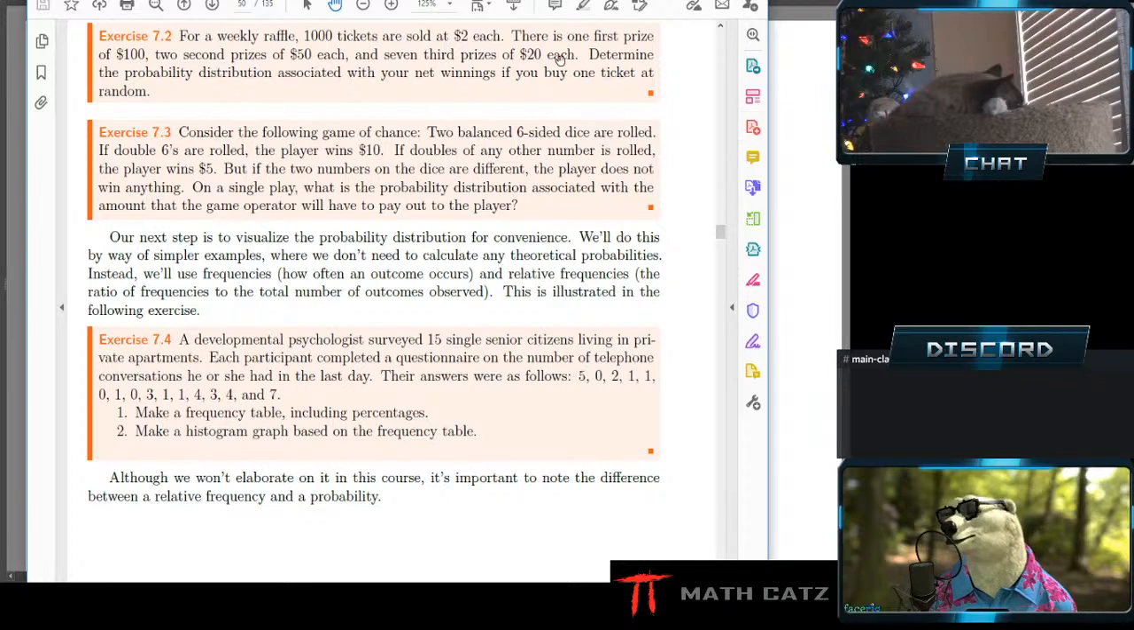$2 each. There is one first prize of $100, two second prizes of $50 each, and 7 third prizes of $20 each. Determine the probability distribution associated with your net winnings, or your profit, if you buy one random ticket.